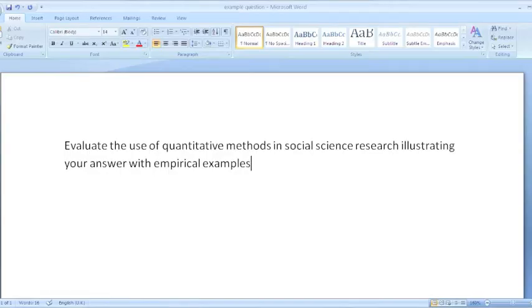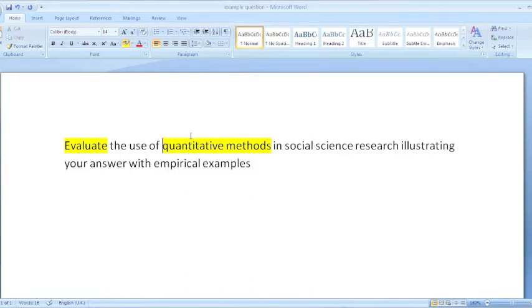Okay, so here's an example of the sort of question that you might get asked in an exam. And here the question asks you to evaluate the use of quantitative methods in social science research, illustrating your answer with empirical examples. So here I want to go through the question and highlight some of the most important words. So first of all, it's asking me to evaluate, and then it's asking me about quantitative methods. So I'll highlight that as well.